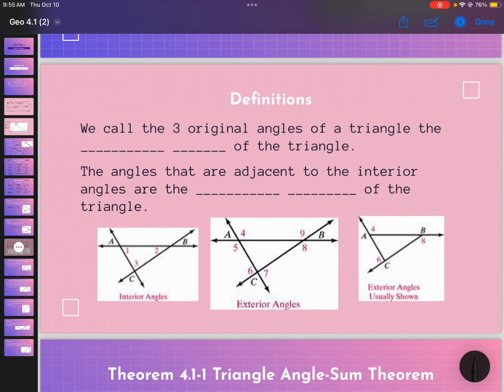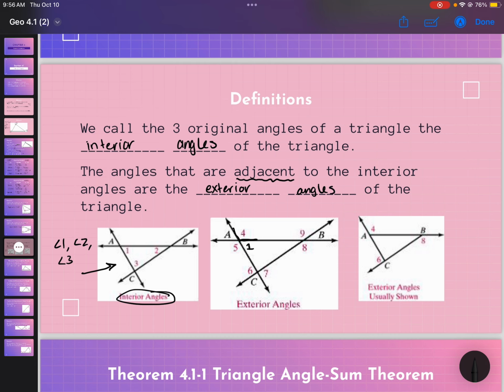So we call the three original angles of a triangle the interior angles of that triangle. So over here in this diagram, we can see that angle 1, angle 2, and angle 3 are interior angles. The angles that are adjacent to the interior, again, remember, what does adjacent mean? It means that you have two angles that are sharing one side. So if this is angle 1 over here, well, angle 4 would be adjacent. They're sharing a side. We call those exterior angles, all right? So basically, where are your angles that are inside your triangle? Where are the angles that are outside the triangle?